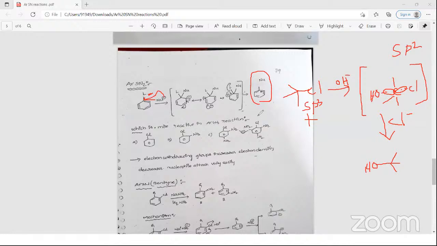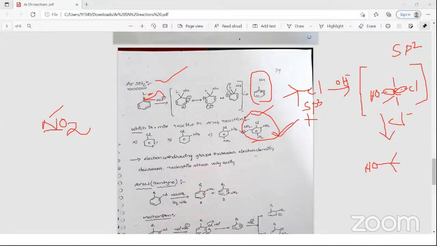Okay, this is about SNAr type of reactions. In SNAr reactions, if you have electron withdrawing groups, it always favors this substitution. Why? Because groups like NO2 are going to decrease the density of the negative charge. The more NO2 groups, the more reactive it is for SNAr.